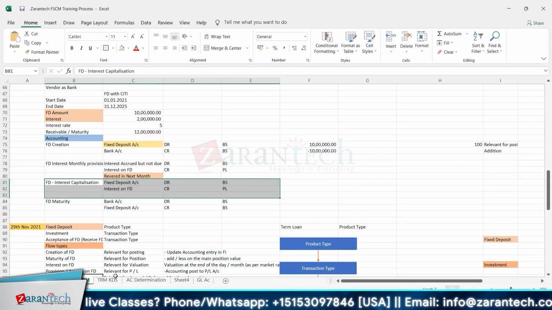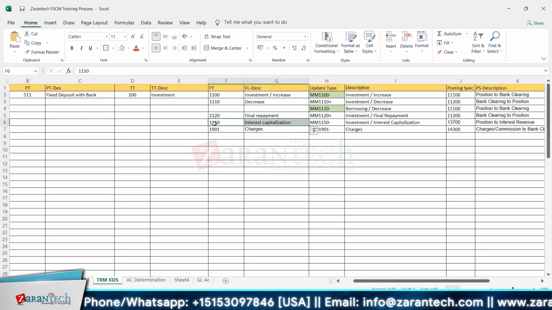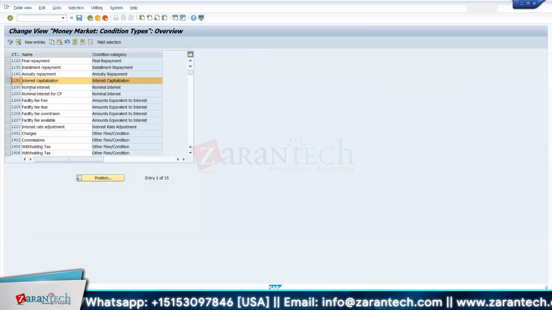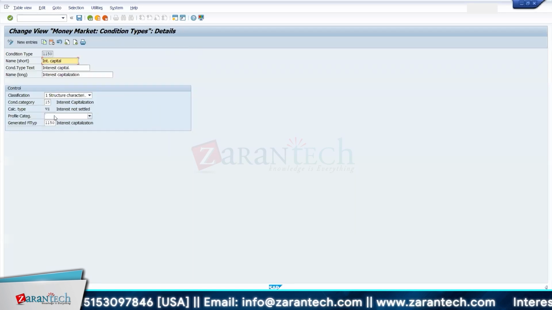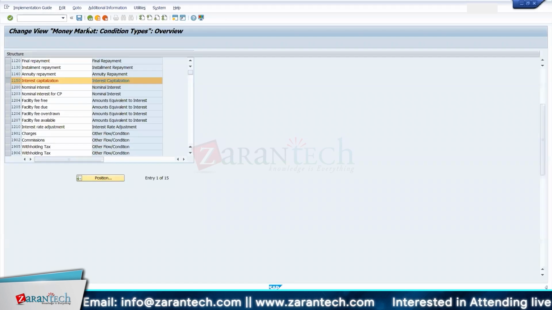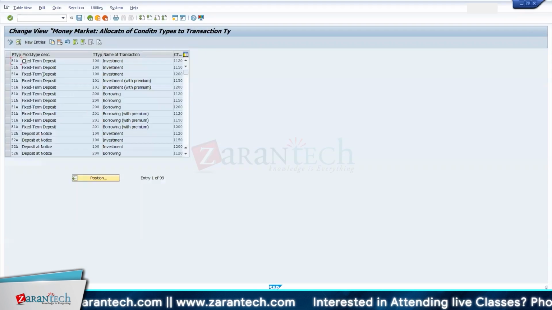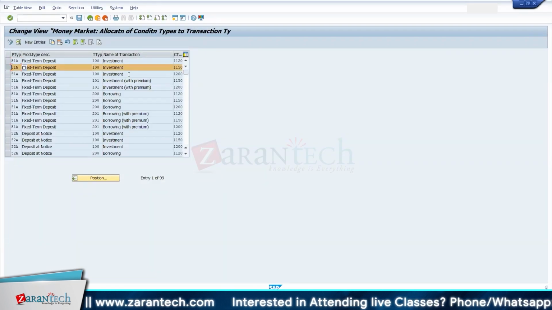So if I come to my KDS, you can see here I'm using this flow type. And same thing, here I have created a condition. Now this condition will help me to calculate the interest. So what I'm going to do here, I'll just assign it to my company product type. So here you can see this 51A. Currently I'm only using this 1150.